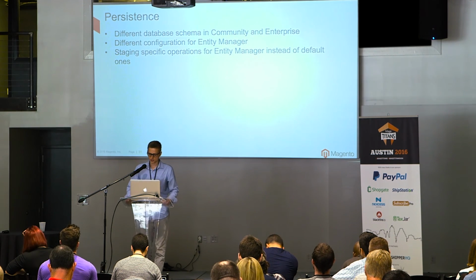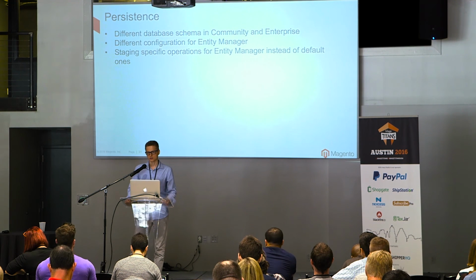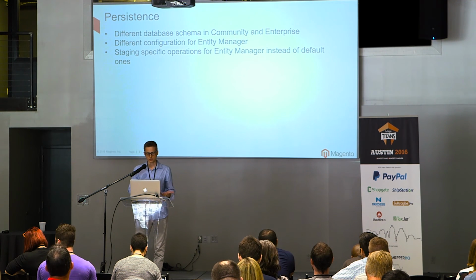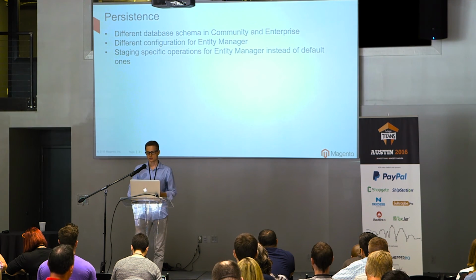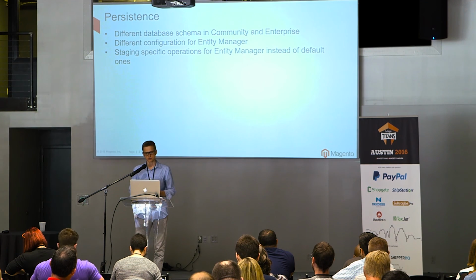So persistence is the main part. In Magento Community Edition and Enterprise, we have different schemas. So in Enterprise Edition, you will create an install script to modify the original schema. Because we have different schemas, we would need to configure every entity manager to use these schemas. It's just a DI configuration. Also, you would need to specify to use staging operations in the enterprise module instead of the original ones.